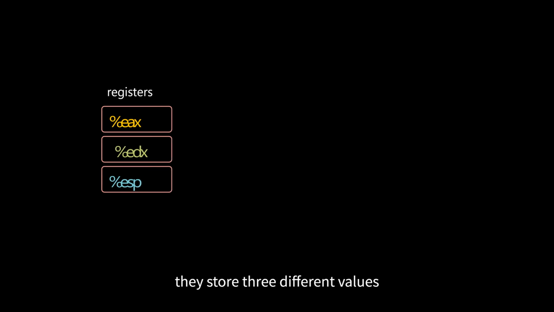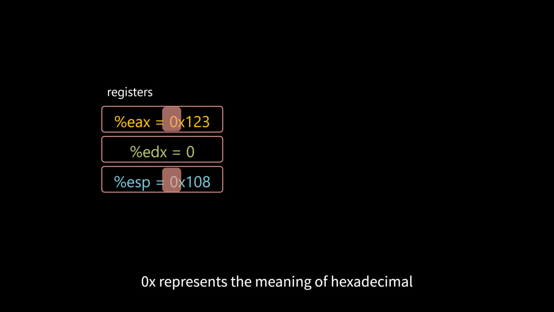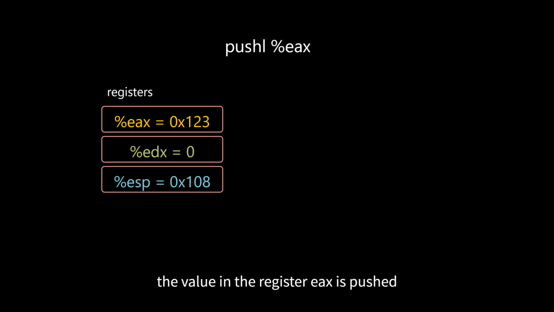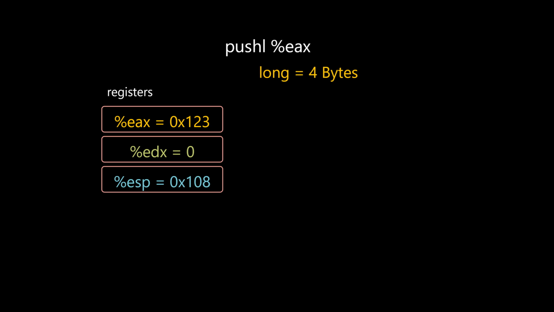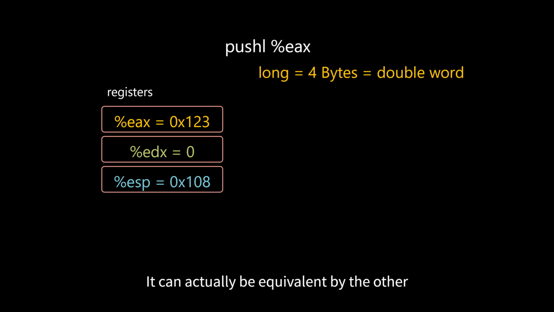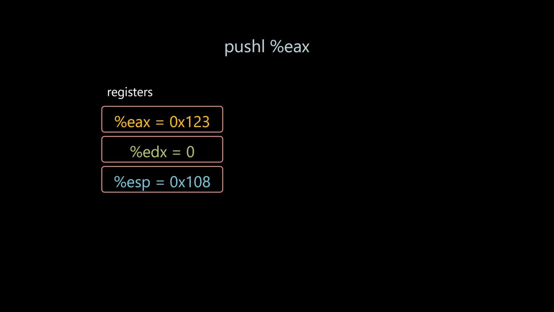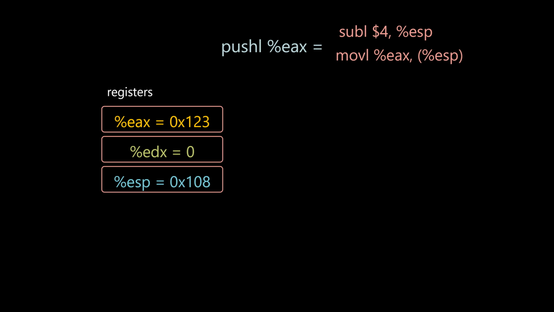For example, there are three registers. They store three different values. 0x represents hexadecimal, which can be ignored here. There is an assembly line called push EAX. That is, the value in the register EAX is pushed onto the stack. The l here means long, which occupies 4 bytes and is commonly known as a double word. It can actually be made equivalent by two other lines of assembly.